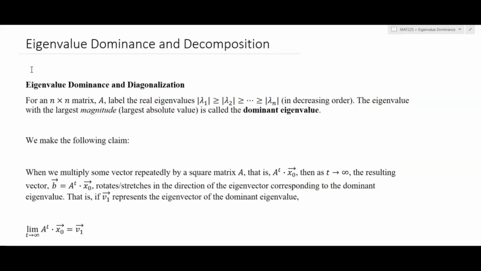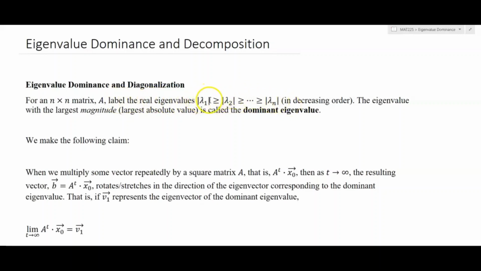But one of the things we noticed in the last lesson is that repeated multiplications by A cause that vector to rotate in the direction of the eigenvector whose eigenvalue is the largest in magnitude. So we're going to provide some justification for why that happens. For an n by n matrix A, we know we're going to have n eigenvalues, lambda 1 through lambda n. And we're now going to label them in descending order of magnitude.